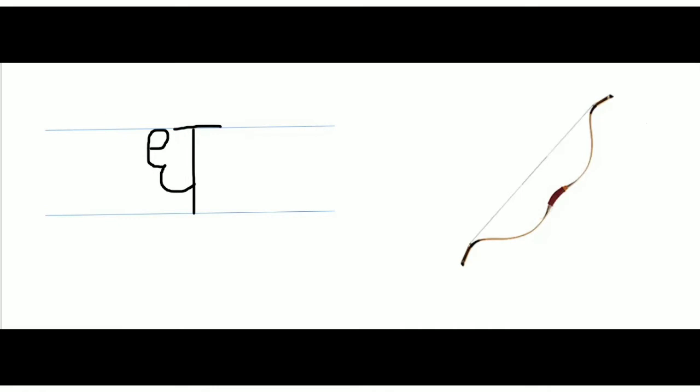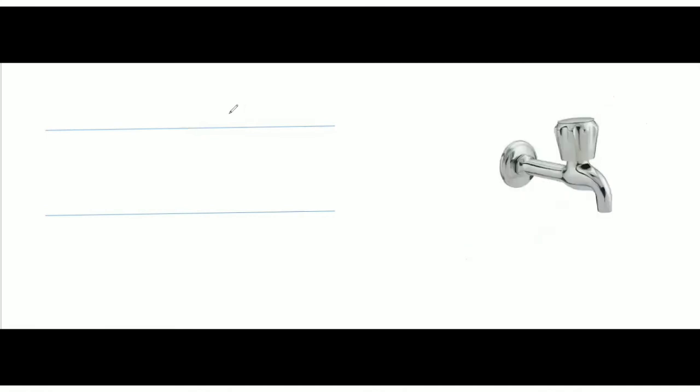The next letter is the letter N. Make a straight standing line. From the middle of the standing line, a sleeping line like this, and make it a small loop like this. A sleeping line on the top makes it the letter N. N. Say nal. Nal means tap.